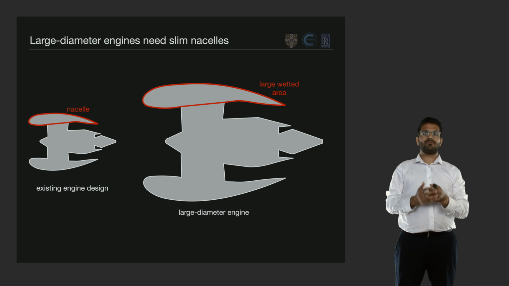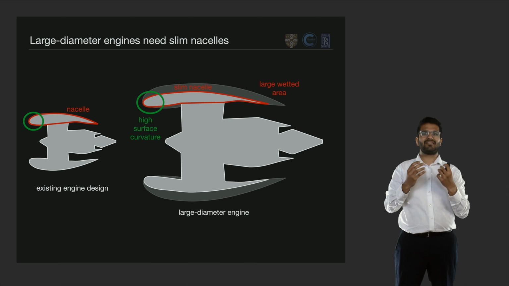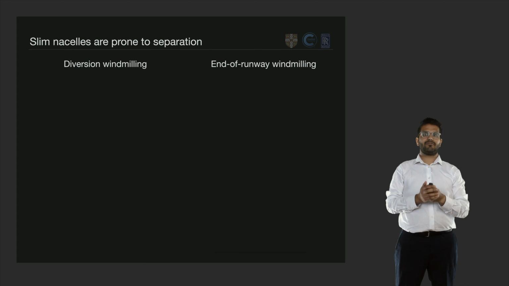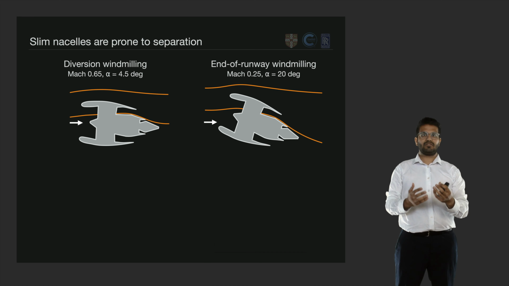So it's necessary to move instead to slimmer nacelle designs, and these tend to feature higher surface curvature around the leading edge of the nacelle, which can be problematic in certain off-design conditions. Two of these off-design conditions relate to windmilling when the engine is shut down or becomes inoperative. Diversion windmilling refers to when this happens during the cruise phase of flight, whereas end-of-runway windmilling corresponds to when the engine is shut down during takeoff climb-out.